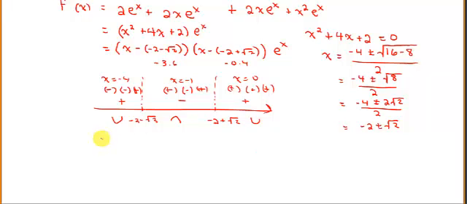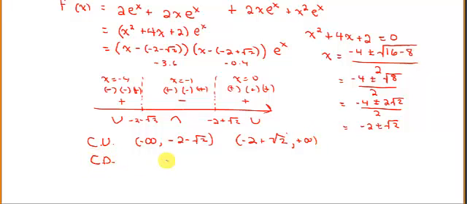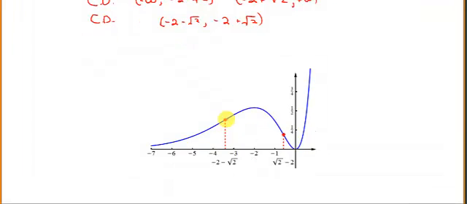So take a look, we're concave up on the interval from negative infinity to negative 2 minus the square root of 2, and from negative 2 plus the square root of 2 to positive infinity, and we're concave down in between those, between negative 2 minus the square root of 2 and negative 2 plus the square root of 2. Notice here we're at negative 2 minus the square root of 2. Before that, we're concave up. Between negative 2 minus the square root of 2 and negative 2 plus the square root of 2 we're concave down, and then finally past negative 2 plus the square root of 2, we're concave up again.